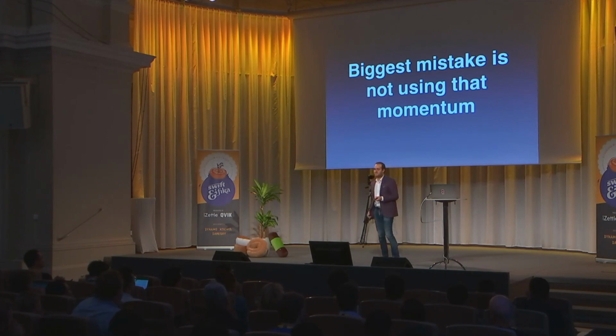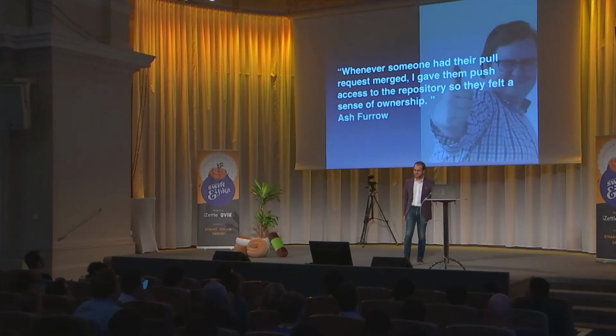I think the biggest mistake that you can make is to not use that initial momentum to build a community around your project. And I think that's a mistake that I've made several times with my frameworks. Ash Farrow wrote a blog post about his experience open sourcing Moya. And basically, whenever someone made a pull request to Moya, Ash gave them write access to the project as a way to make them feel like they own it and make them feel like valued contributors. And this strategy really, really works. And I've been trying it more and more with my open source framework.